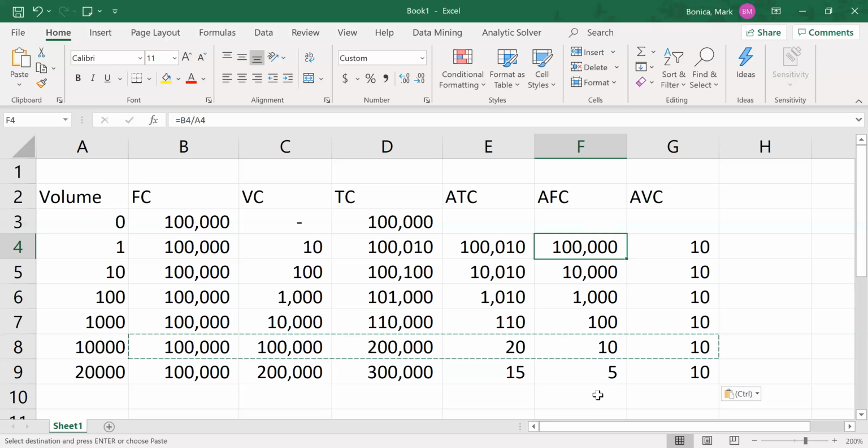So the total fixed cost never changes, but because we are dividing total fixed cost by an increasing volume, we get a smaller and smaller average fixed cost. And that's super exciting, right? So that's our demo there.